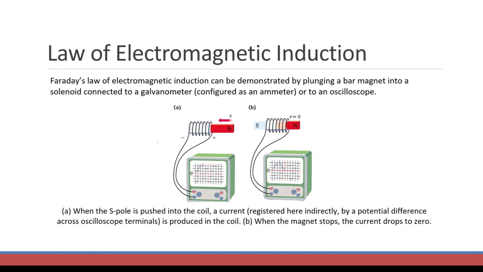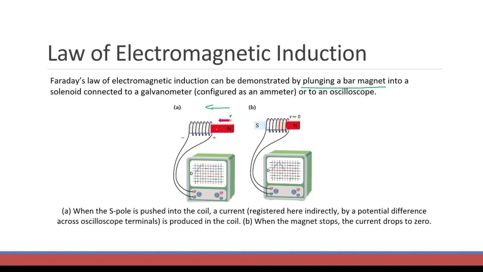So we could see proof of this again, not only in his experiment, but testing the law of electromagnetic induction. Faraday's law of electromagnetic induction can be seen when we plunge a bar magnet into a solenoid connected to a galvanometer, or ammeter, a current reading meter. So in the first one, in A here, when the south pole is pushed into a coil, a current registered indirectly by a potential difference across the terminals is produced in the coil.